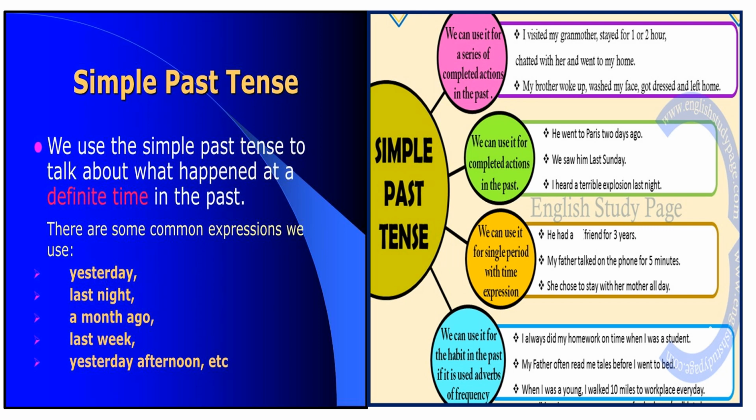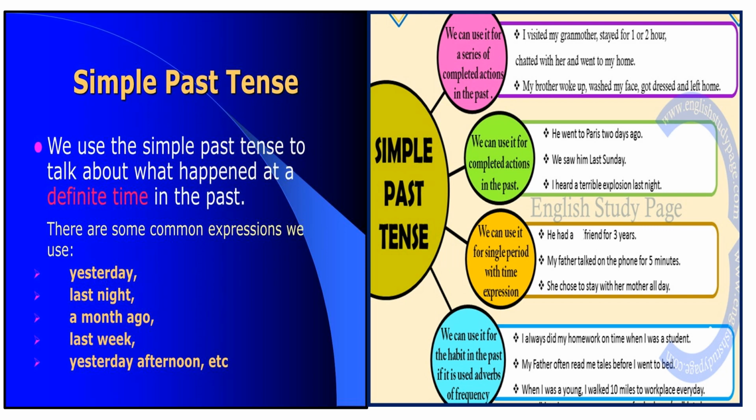Yes? Now, there are some expressions we use. Some expressions we use means words that we use in a sentence like yesterday, last night, a month ago, last week, yesterday afternoon, etc. Now let's look at some uses with examples as well for you to understand what simple past tense is better.